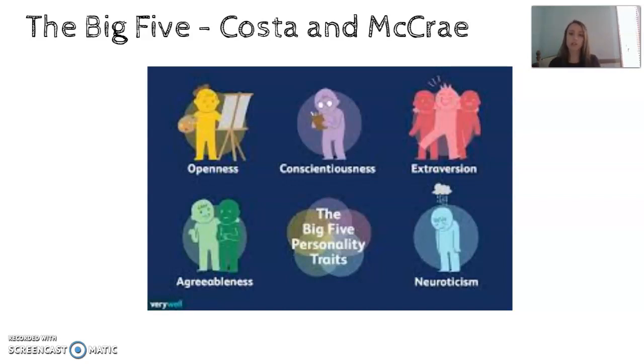Extroversion: are you very extroverted or are you introverted? Are you agreeable or disagreeable? Are you neurotic and high strung or are you not? These traits are on a scale: how open or not are you, and so forth. So that is the Big 5.